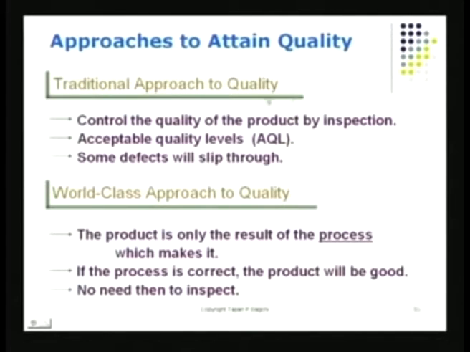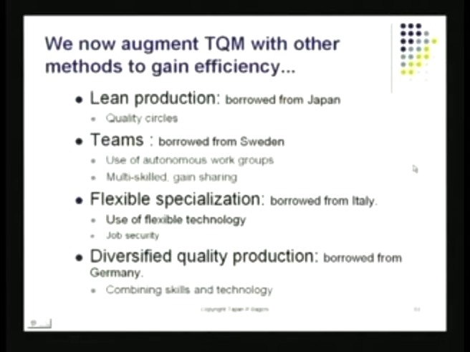Approaches to attain quality, there is obviously the traditional approach, and there is obviously the world-class approach to doing this. The world-class approach is what we are really after, and it is really the result of the process. The product is the result of the process which makes it. If the process is correct, the product will be good, and there will be no need to inspect the process.